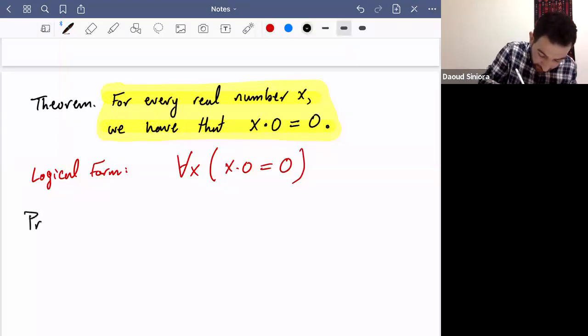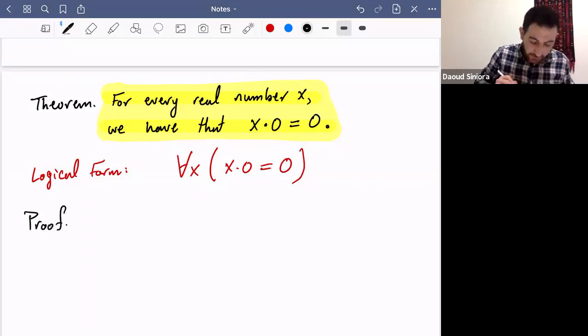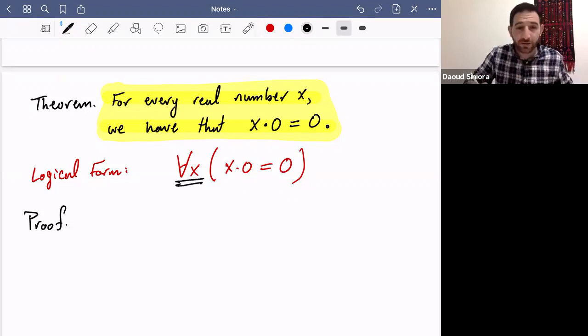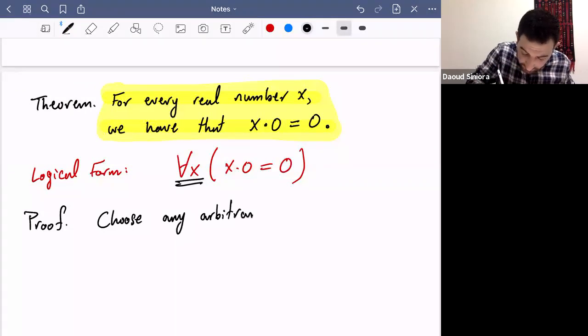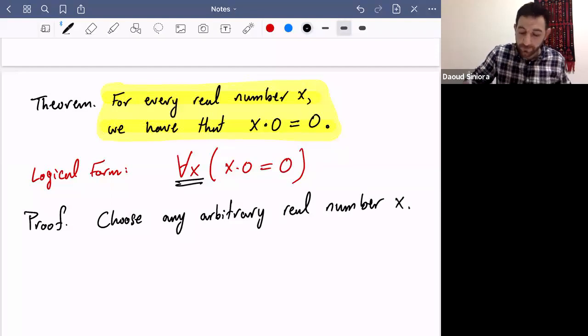We write here proof, and then a dot, and then we start. Okay, let's start. How would we take care of the universal quantifier? By choosing an arbitrary element in the domain of real numbers. So choose any arbitrary real number, and let's call it x.